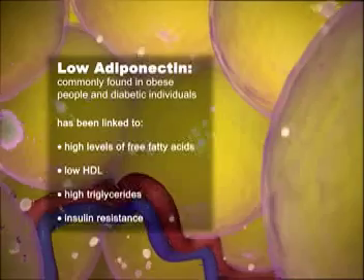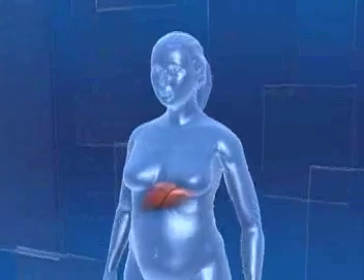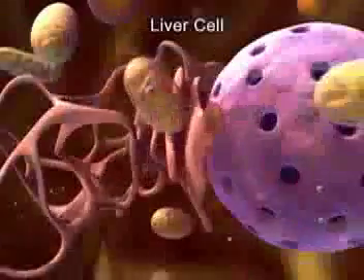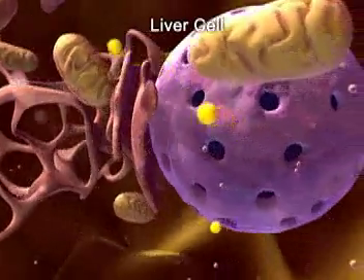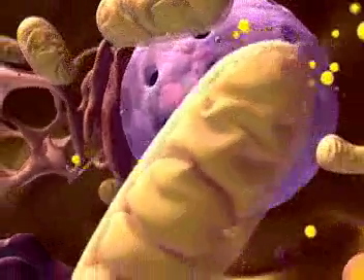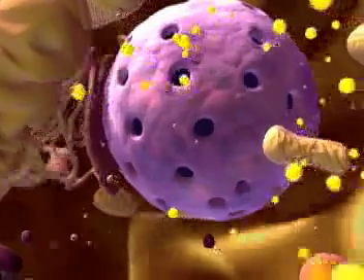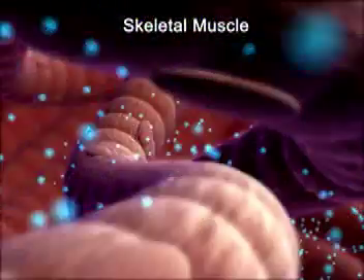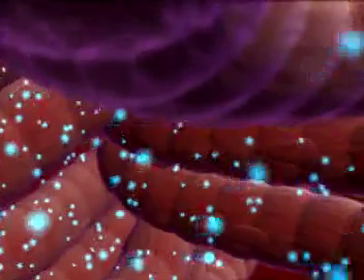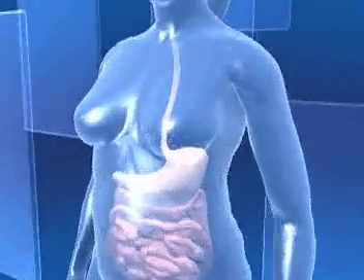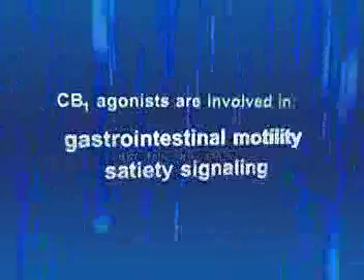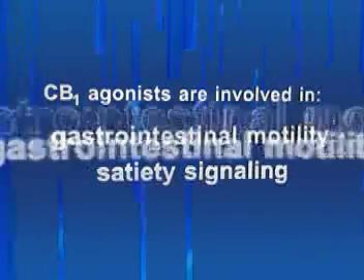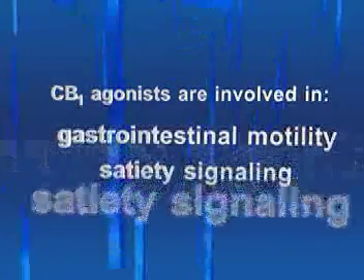In the liver, CB1 activation increases the expression of enzymes involved in lipogenesis, thereby contributing to the development of adiposity, dyslipidemia, and insulin resistance. In skeletal muscle, CB1 activity is associated with insulin-mediated glucose uptake in obese insulin-resistant rats. In the gastrointestinal tract, CB1 agonists are involved in gastrointestinal motility and satiety signaling.